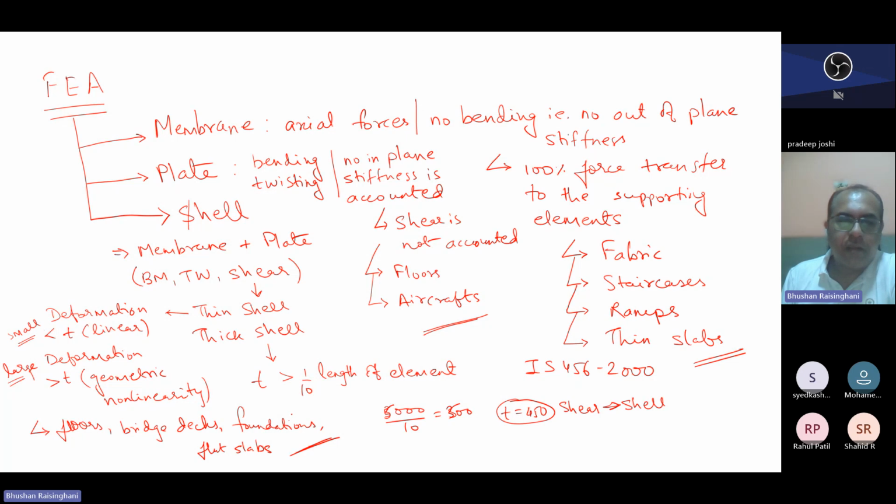So whether it is a thin shell or a thick shell, you have to identify that, and our IS 456-2000 considers the parameters based on the membrane theory.